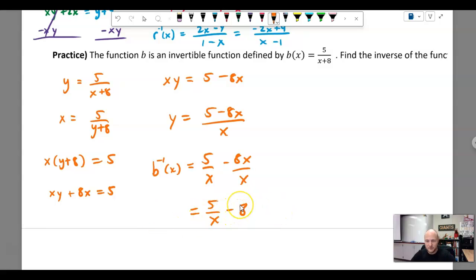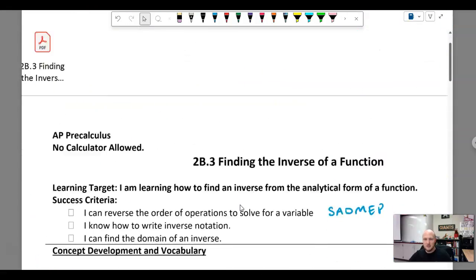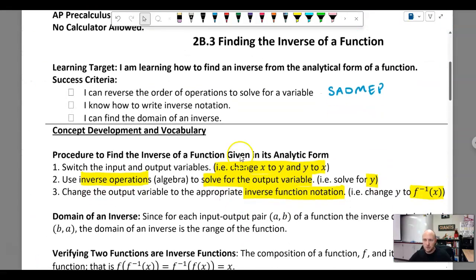How'd you do? Hopefully in this lesson you could use reverse order of operations to solve for a variable, and specifically the inverse. Hopefully you were able to write inverse notation, and on those quadratics we could find the domain of the inverse of the square roots.